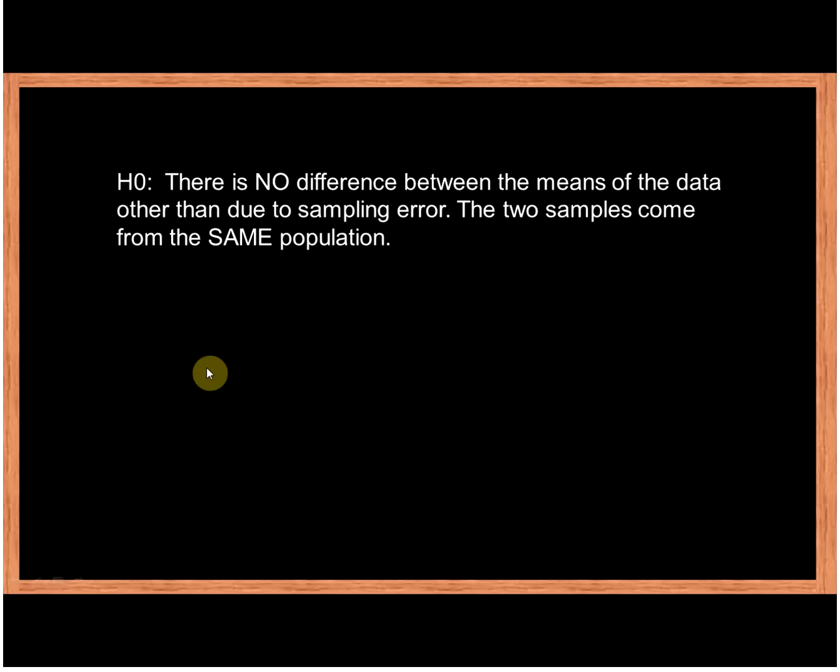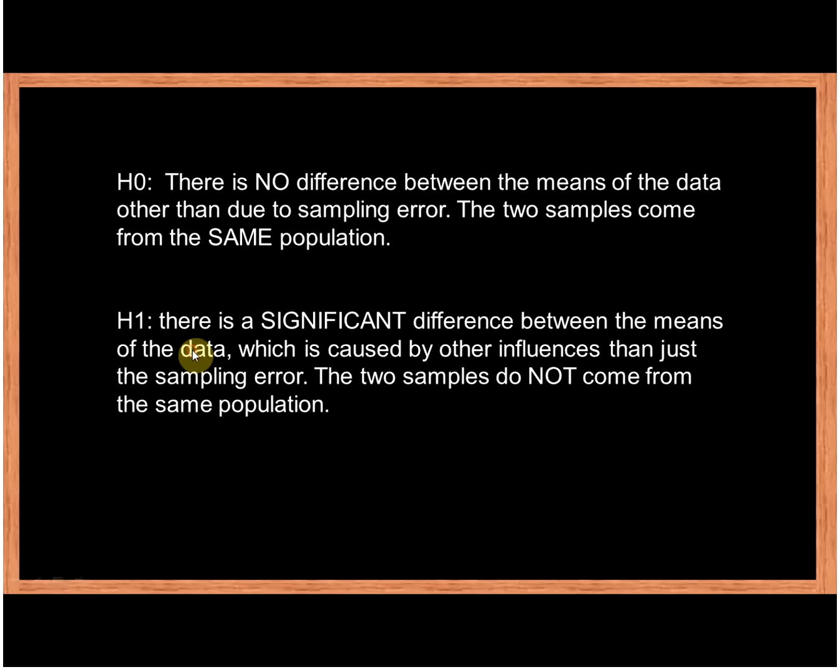I can formulate an alternative hypothesis. So the alternative hypothesis, I would say there is a significant difference between the means of the data. So the mean of sample 1 is not equal to the mean of sample 2. And this is caused by other influences than just the sampling error. Or in other words, the two samples do not come from the same population.